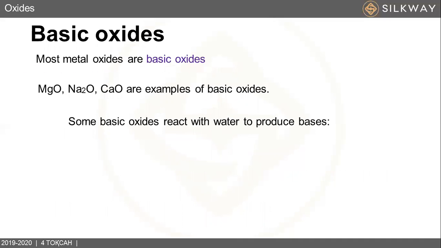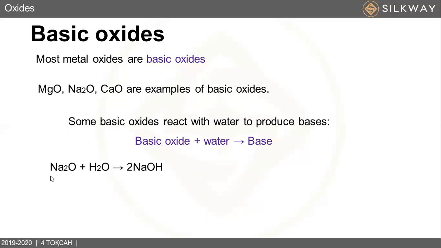Most metal oxides are basic oxides. Magnesium oxide, sodium oxide, and calcium oxide are examples of basic oxides. Some basic oxides react with water to produce bases. When sodium oxide reacts with water, it produces sodium hydroxide. When calcium oxide reacts with water, it produces calcium hydroxide.